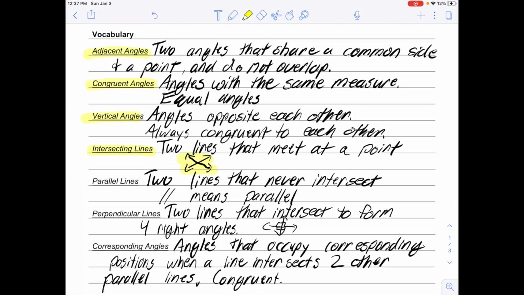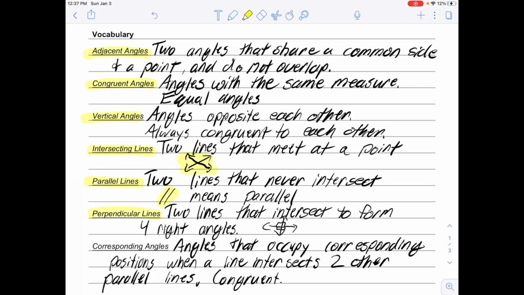The opposite of that is parallel lines. Parallel lines are two lines that never intersect. And to show that they're parallel, we'll use this little symbol here, and I'll show you what that looks like in context in our notes here in a moment. But two lines that never intersect, which means they have to be going the same direction. They're next to each other, and even if they go on forever, they are never going to intersect.